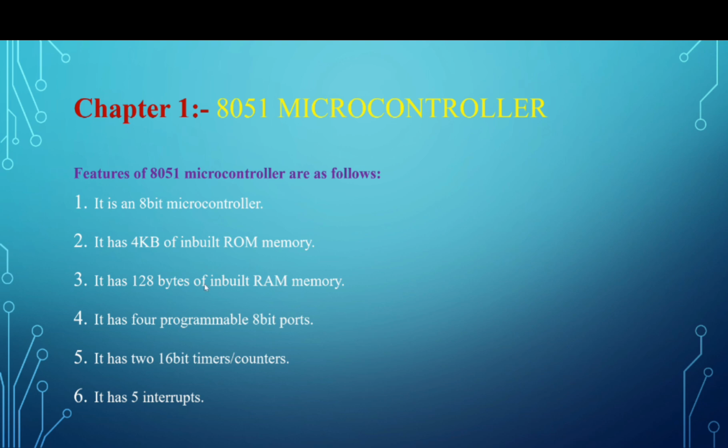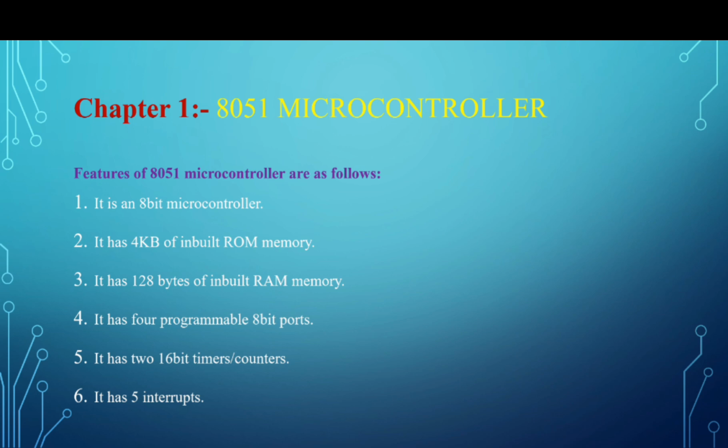It has 5 interrupts. Interrupts are a very interesting topic. Whenever the microcontroller receives an interrupt, it suspends its current operation, jumps to a subroutine, executes the subroutine, gives service to the requested interrupt, and then returns back to the same place. So there are 5 interrupts, 2 are external interrupts and 3 are internal interrupts.